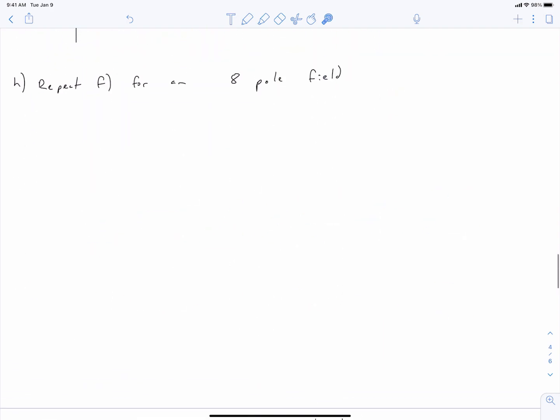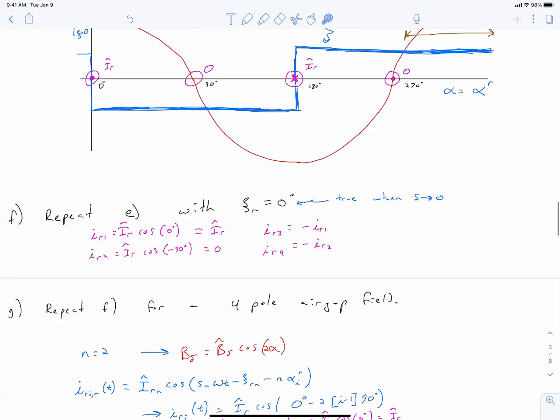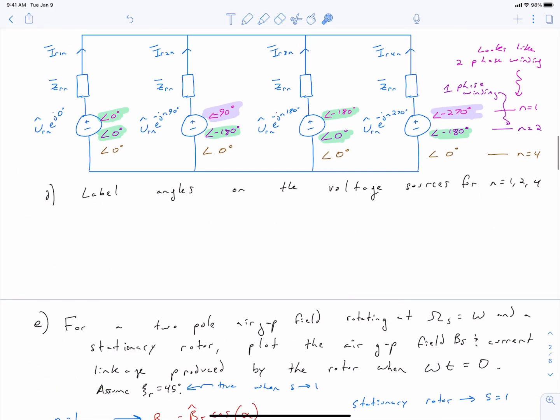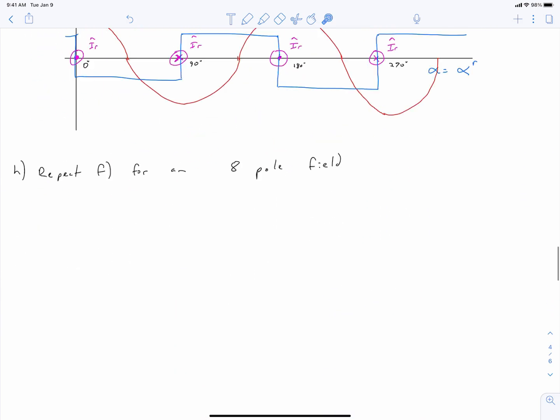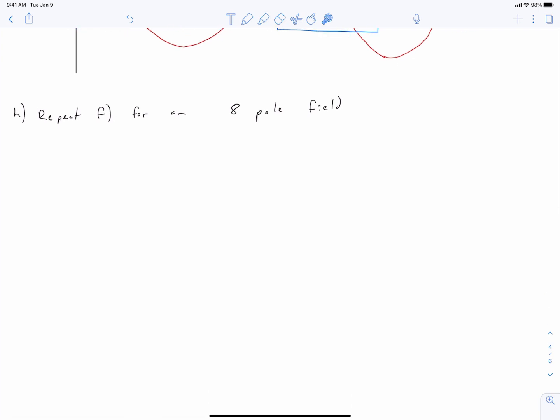Next, we're going to do this, but for the 8-pole field. And if you recall, that is this third row in our table, and we expect there to be no current flowing and no current linkage produced. So please go ahead and give that a try, and resume watching when you're ready to see the solution.